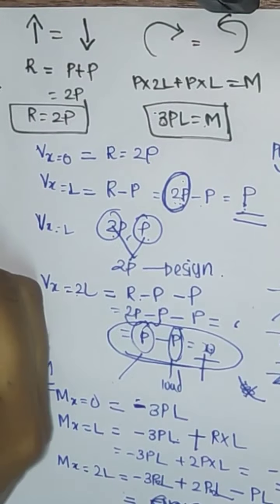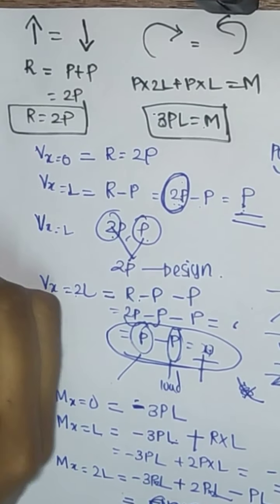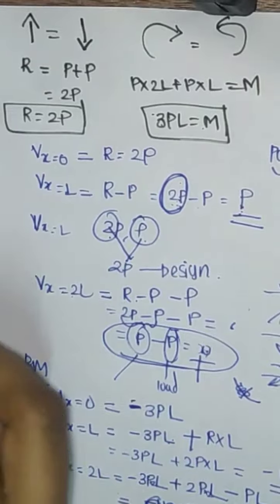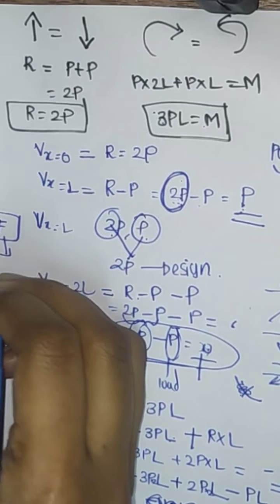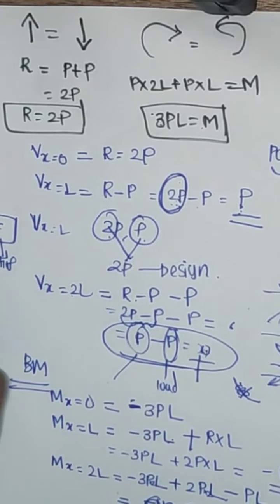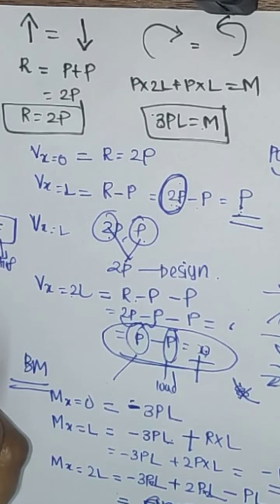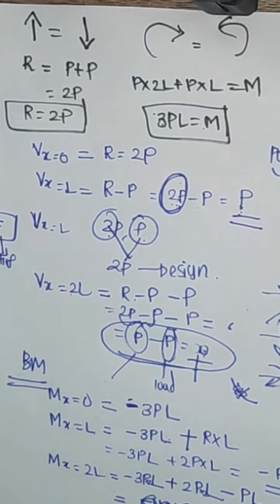Here V maximum is 2P, and M maximum is minus 3PL. If it is failing due to shear force, then there will be splitting, where it is maximum, so splitting will be there over this entire portion. If it is failing due to bending moment, it will fail here because here it has the maximum bending moment.